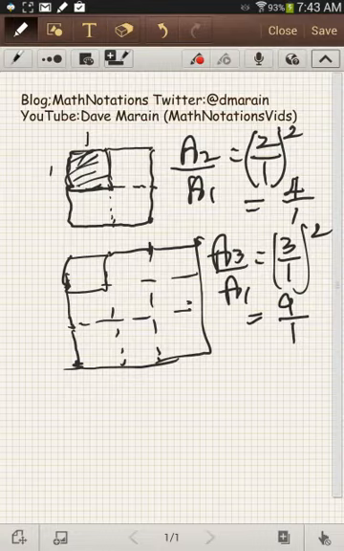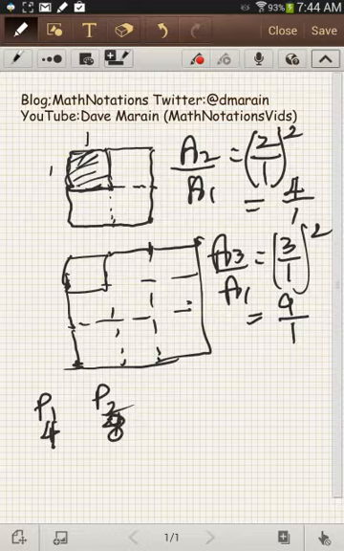Also, the perimeters. The perimeter of the original square was 1. The perimeter of the 2 by 2 square is 4. And the, no, that's wrong. Let's go back. The perimeter of the original square is 4. The perimeter of the 2 by 2 square is 8. And the perimeter of the 3 by 3 square is 12.